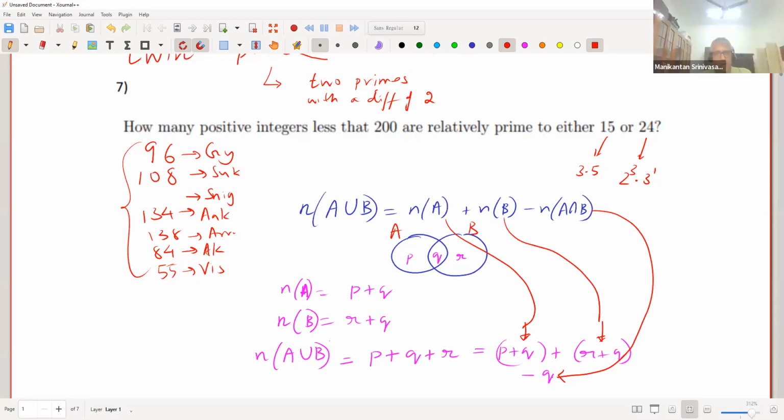Is this intuitively obvious now? Now that we are discussing this, Harsh? Yes, sir. It's very simple.